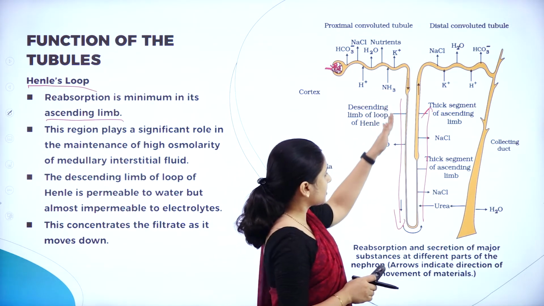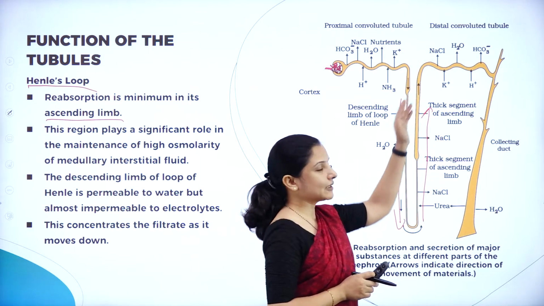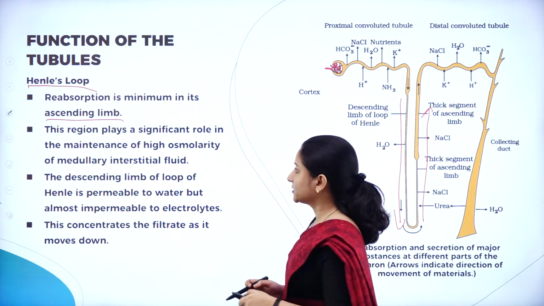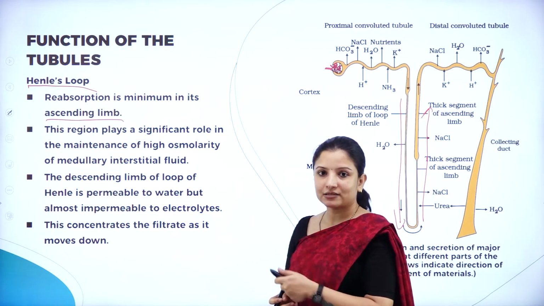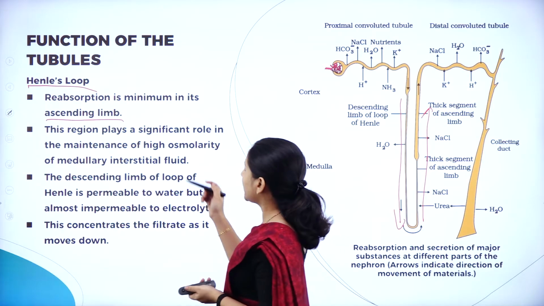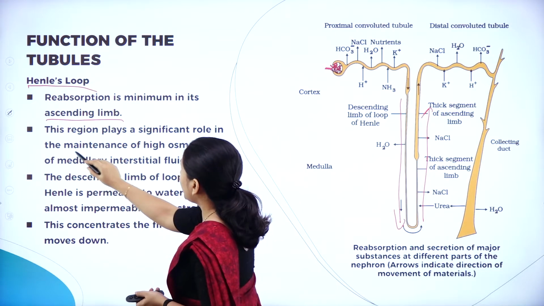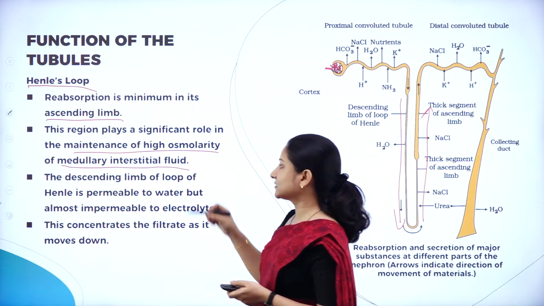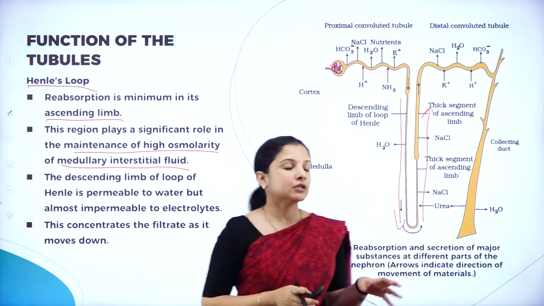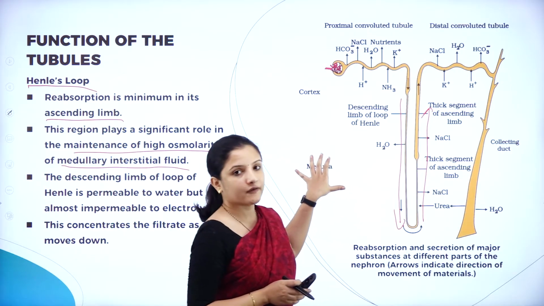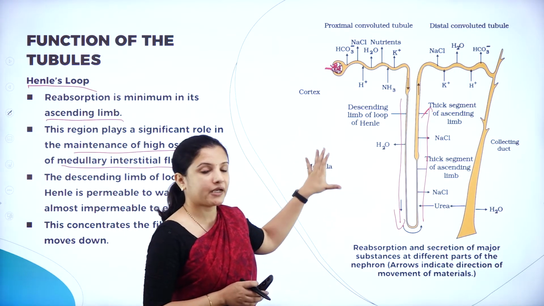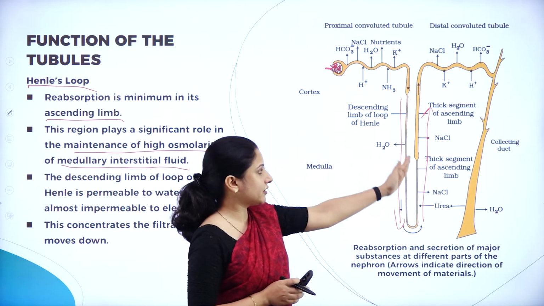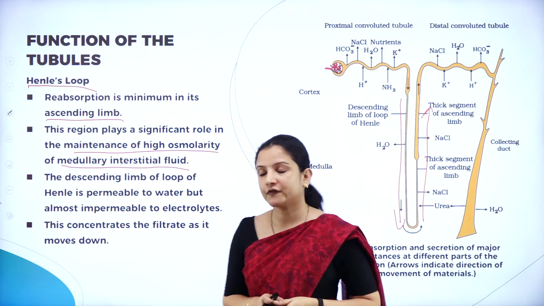So, in the descending limb the reabsorption is more, and in the ascending limb the reabsorption is very less. And this region, the ascending limb of the Henle's loop, plays a very important role in maintenance of high osmolarity of the medullary interstitial fluid. So, whatever fluid is there in the medulla part of the kidney, they help in maintaining an osmotic balance between the nephron and the medulla part of the kidney.